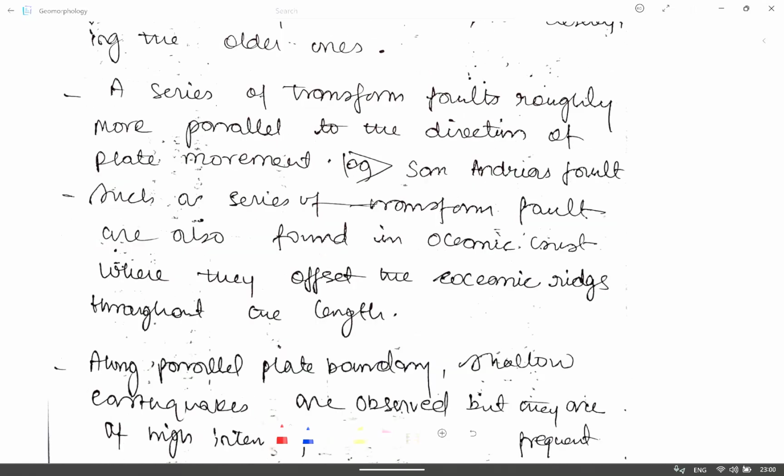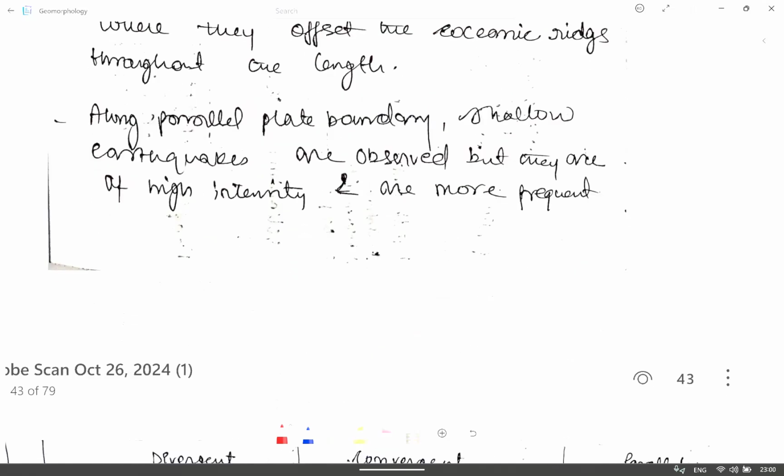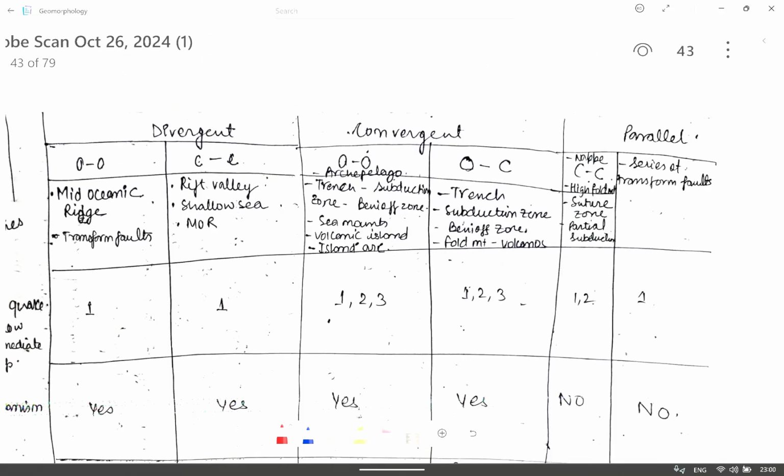It's a series of transform faults which roughly move parallel to the direction of the plate movements. जैसे कि San Andreas fault. A series of transform fault are also found in oceanic crust. Now, जहां पे वो offset करते हैं, the oceanic ridges throughout the length. Along the parallel plate boundary, shallow earthquakes are observed, but they are of very high intensity because बहुत ज़्यादा frequent होते हैं because of their movements.